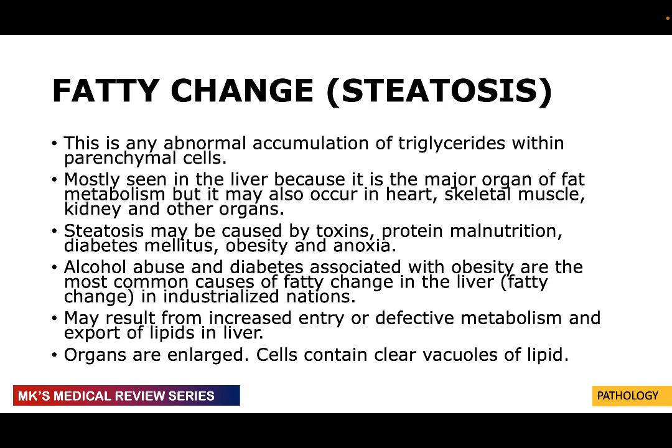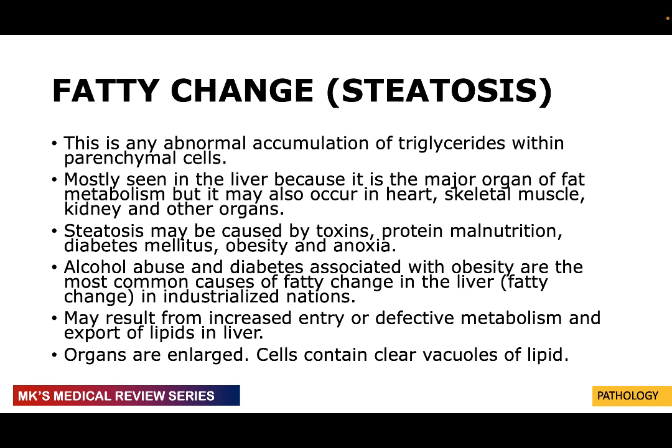The first thing that I'll talk about is fatty change, or steatosis. Remember that this is abnormal accumulation of triglycerides within parenchymal cells. This is most commonly seen in the liver, but you can also see it in other tissues responsible for fat metabolism, things like the heart, the skeletal muscles, the kidneys, and many other organs.